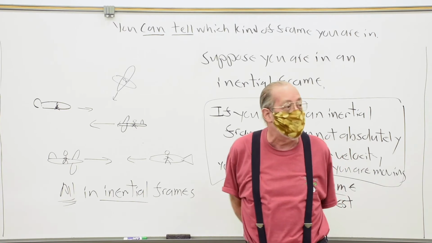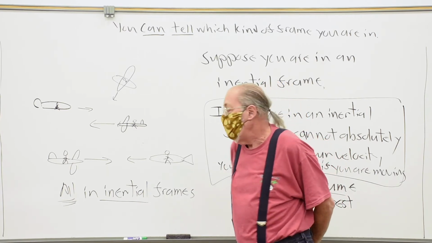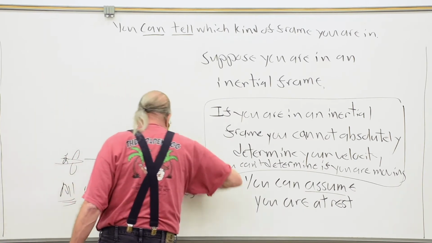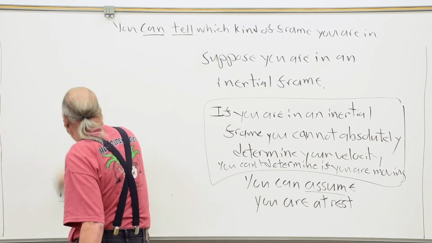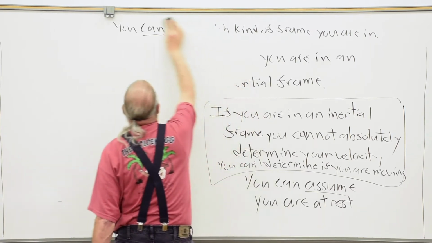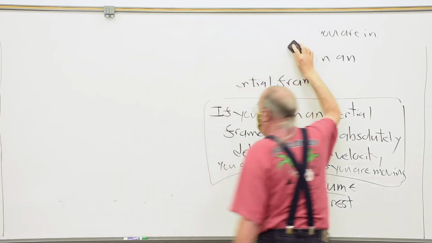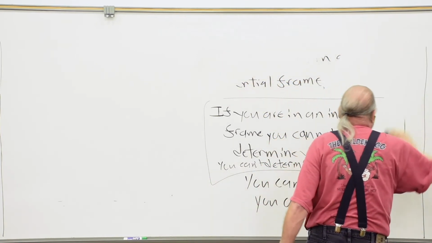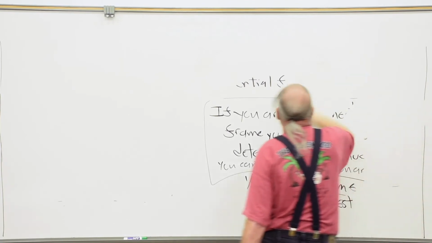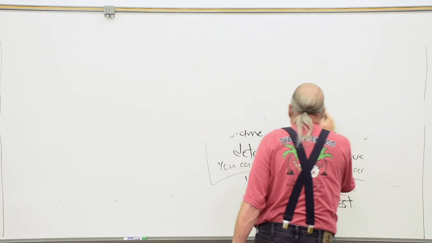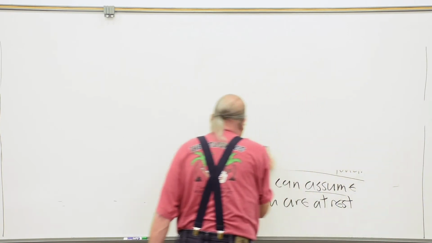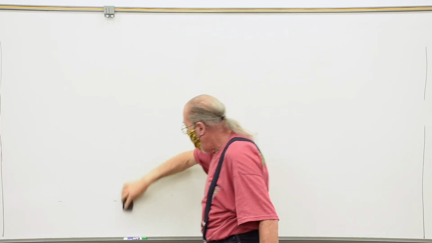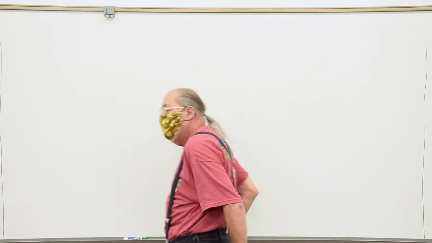Now, here is the exciting thing. When electricity is discovered and magnetism is discovered, and guess what we're going to be studying? Electricity and magnetism. When electricity and magnetism come to be understood, the possibility suggests itself that perhaps we can absolutely measure velocity.